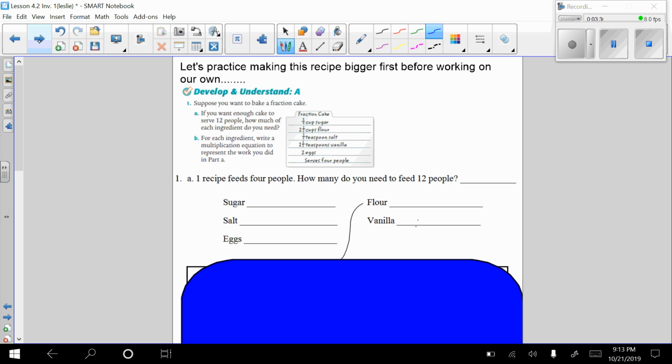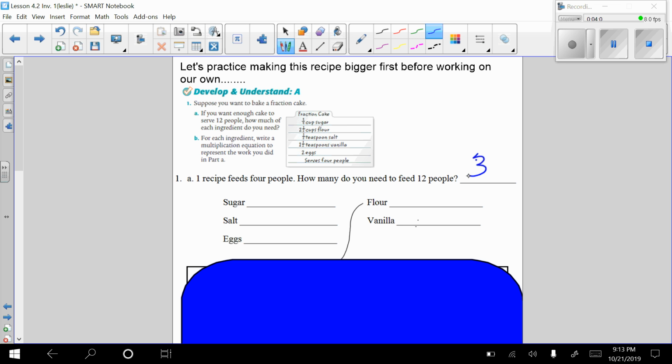Let's continue with multiplying whole numbers. At this time, we have a recipe here that serves 4 people. If I wanted to serve 12 people, how many times would I have to multiply that recipe, or how many times would I need to duplicate it? I would need to duplicate it 3 times, because 3 times 4 gives me 12. So I would need to triple the recipe. In order to triple the recipe, I would have to triple all the ingredients.